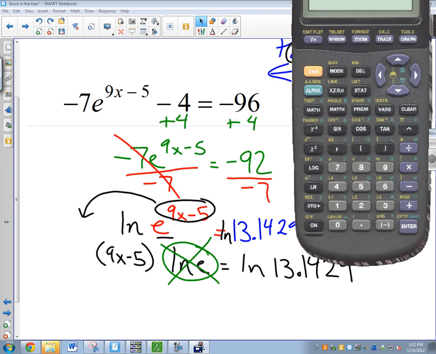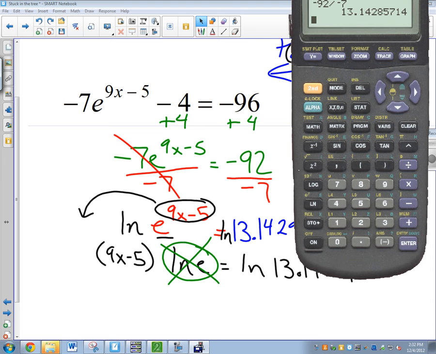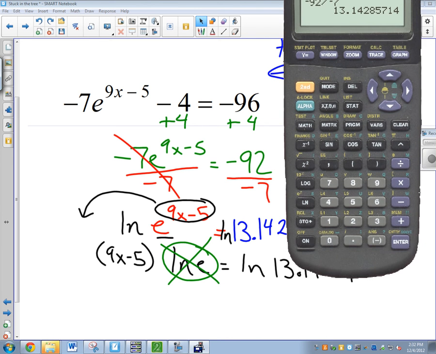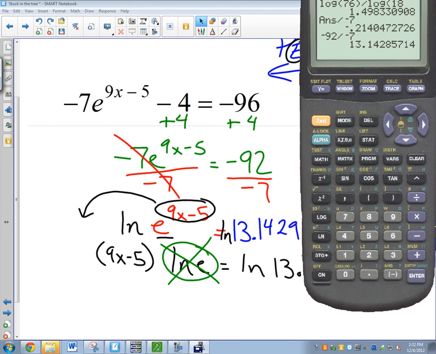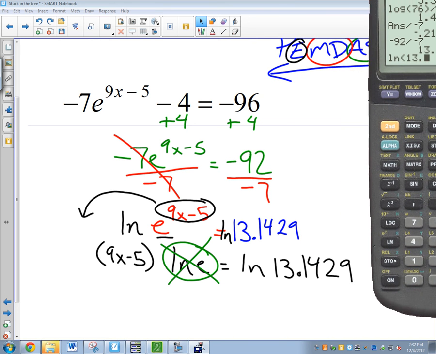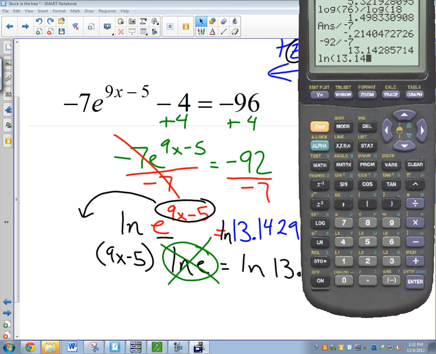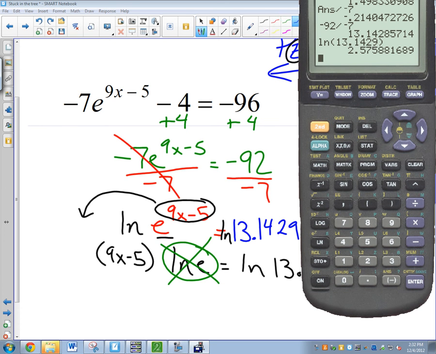So I'm going to say, okay, in my calculator, I'm going to take the natural log of 13.1429. I'm going to hit enter. There's a decimal. Now that I've gotten that, I need to get rid of this minus 5. So the next thing I'm going to do is add 5. I already typed it into my calculator, so I'm just going to hit plus 5.